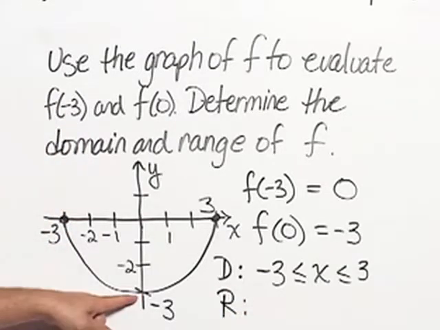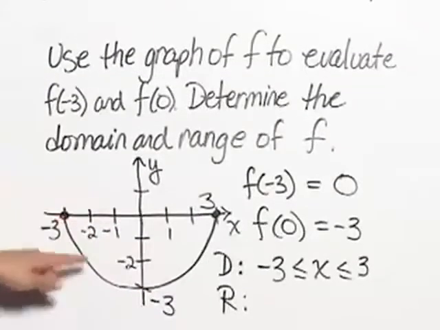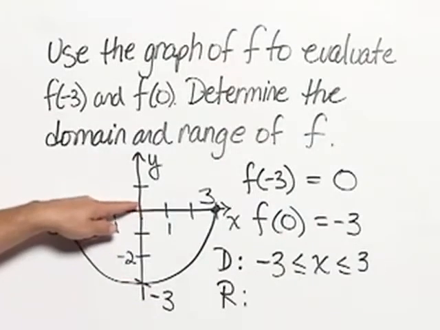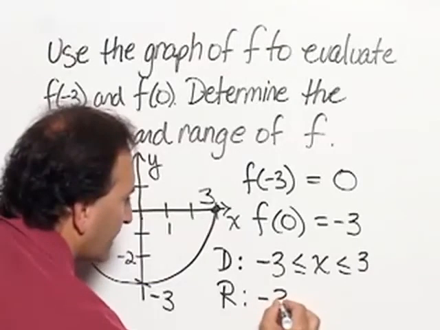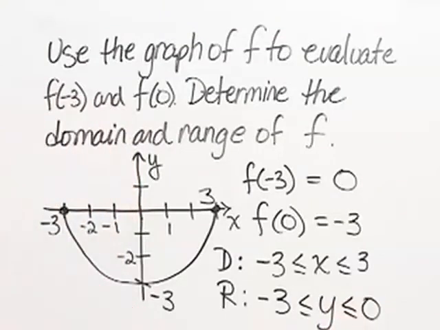For the range, it goes from the lowest point to the highest point, so it goes from negative 3 up to here, which is a y value of 0. It includes the negative 3 and the 0, so the way we would write that is negative 3 is less than or equal to y, which is less than or equal to 0.